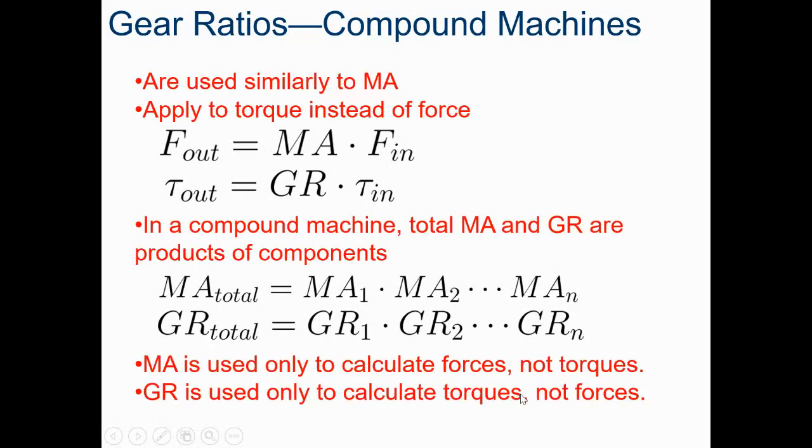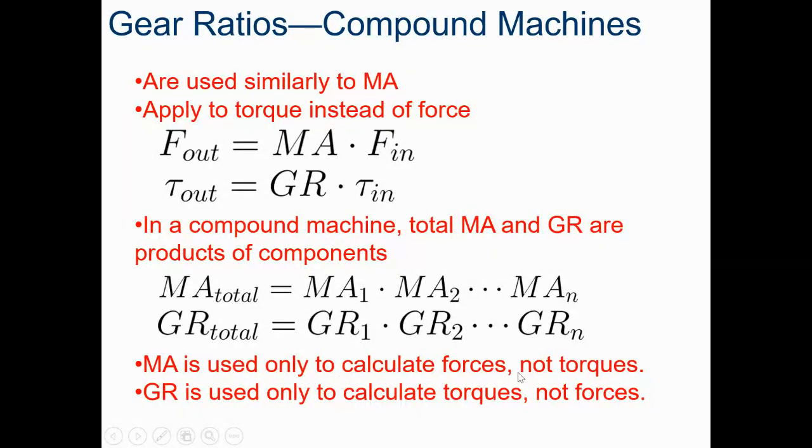And so if we look at some of these notes here, again, very similar, that they're used the same way. The difference is now we're talking rotational motion, so we're looking at torques instead of forces, but the calculation or the setup is the same. And so to find our total mechanical advantage or our total gear ratio, we're just multiplying all of these smaller pieces, so all the smaller simple machines, or in this case, these smaller simple gear trains, together to get the overall gear ratio. Okay.